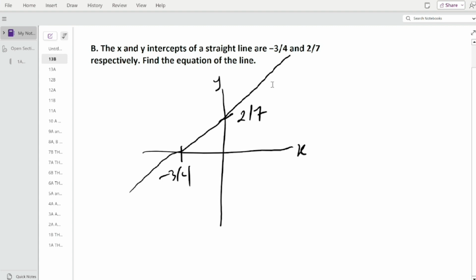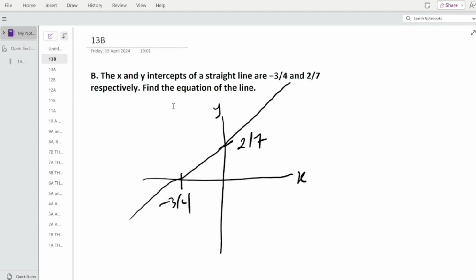And from here we can get the coordinates. Since we're asked to find the equation of a line, for you to find the equation of a line, you need the gradient and at least 1 point on the graph with the 2 coordinates. So we can use any of these two.